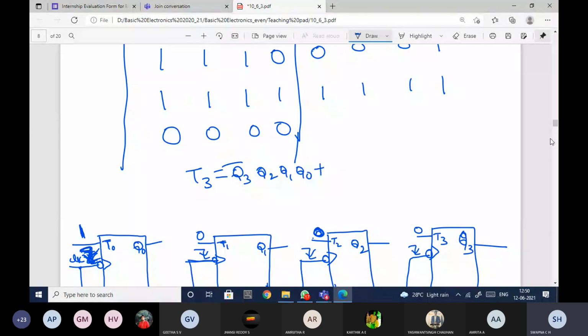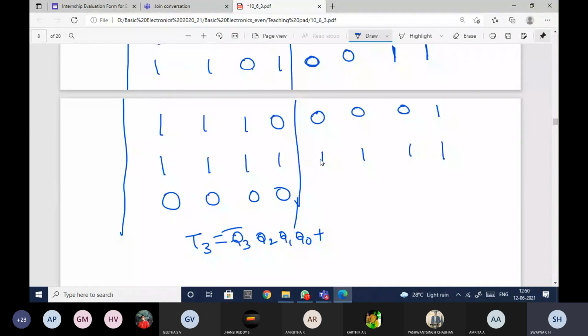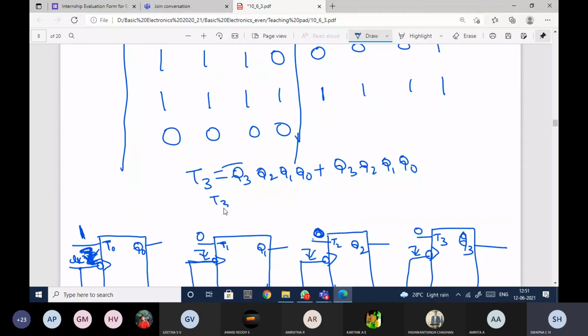Again you check for ones. Only in the last row I have one, so its corresponding input is nothing but Q3, Q2, Q1, Q0. That's all, the T3 equation is only that much. So T3 will be equal to, here I can take Q2, Q1, Q0 as common, so that I'll be left with Q3 bar plus Q3. Q3 bar plus Q3 is nothing but 1, so I'll be left with Q2, Q1, Q0.